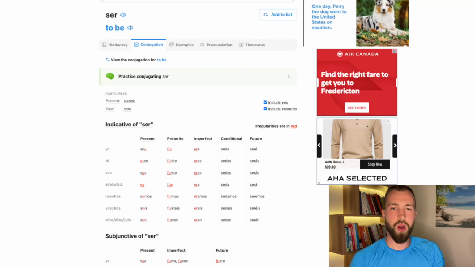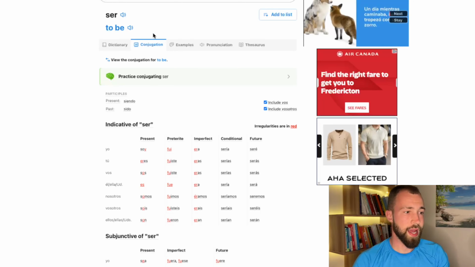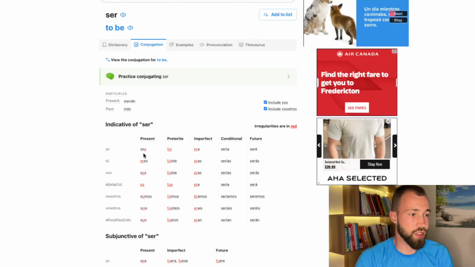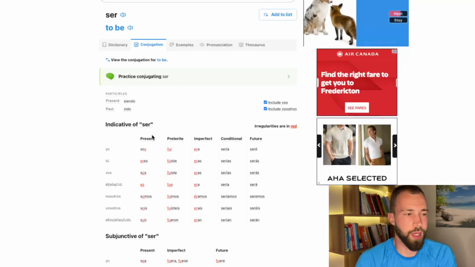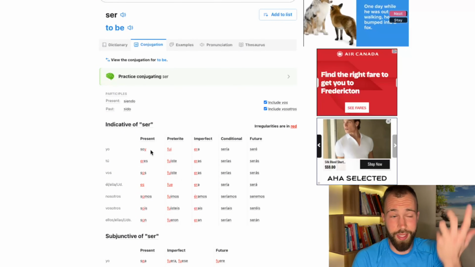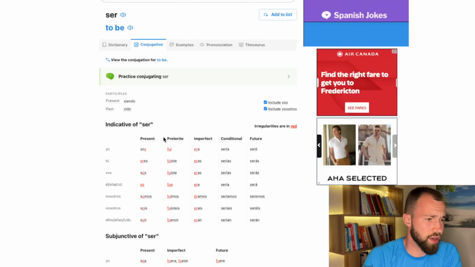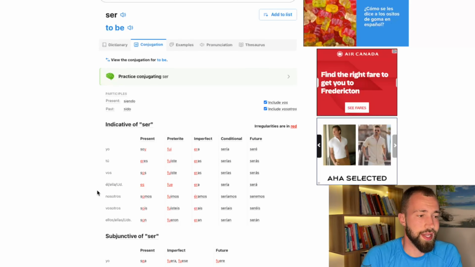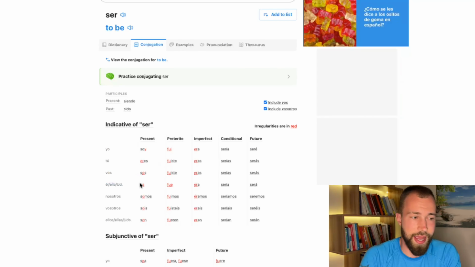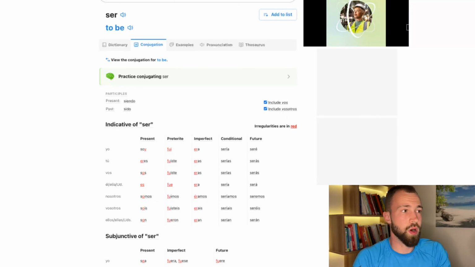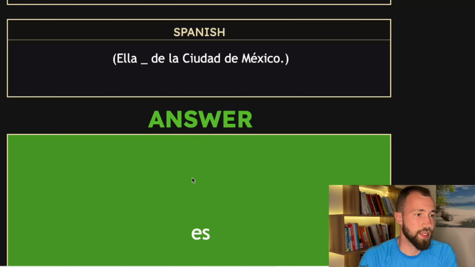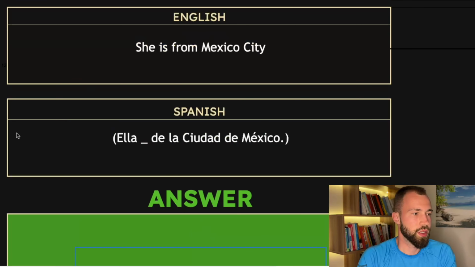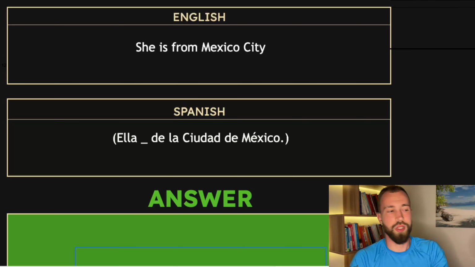So if you don't know how to conjugate ser and estar, it's helpful to have the conjugations open if you're a complete beginner, but you want to actually commit these to memory. So you can see, ignore all of this over here, just focus on the present because that's all we're practicing right now. So it's ella, that's she, es. That's how we would conjugate it. So if we go back to the exercise, that's the answer. So just keep doing these and we're going to do some together.